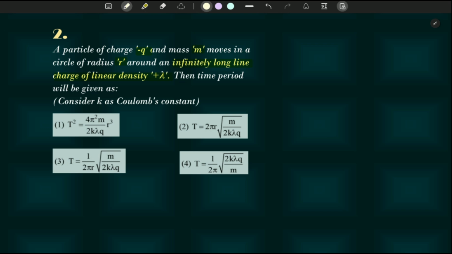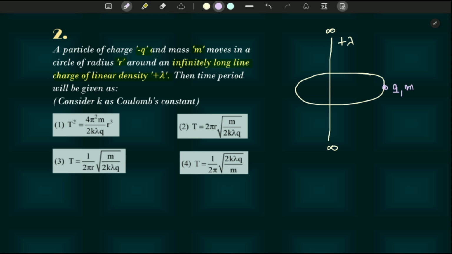So first of all, let us draw this infinitely long line charge, given as plus lambda linear charge density. A particle of charge q, mass m, is revolving in a circle of radius r. So definitely, since this is revolving around this, centripetal force will act in this direction, and this centripetal force is provided by qE, where E is the electric field due to this infinitely long line charge. Here E will be 2kλ by r.